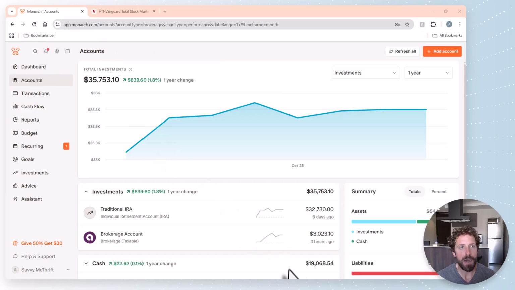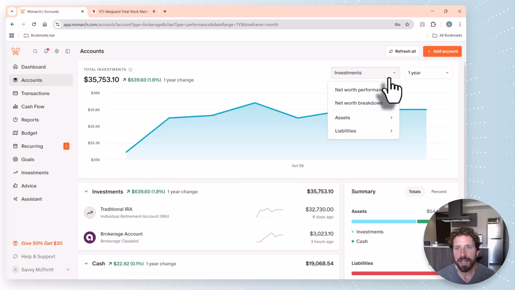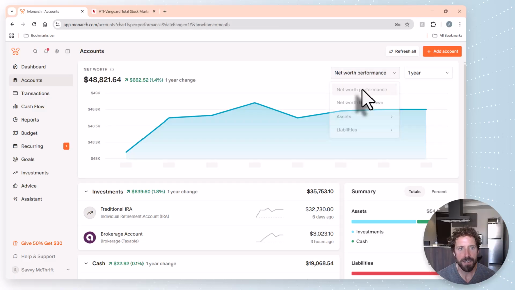So we're going to start out with the accounts tab here. You can see here, it could just as easily be called the net wealth tab because it's really showing you what you have and what you owe. So let's just go down this entire tab one at a time. So you have right here in your investments, you have your net wealth performance right here.